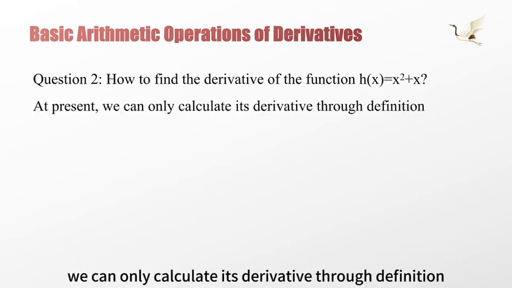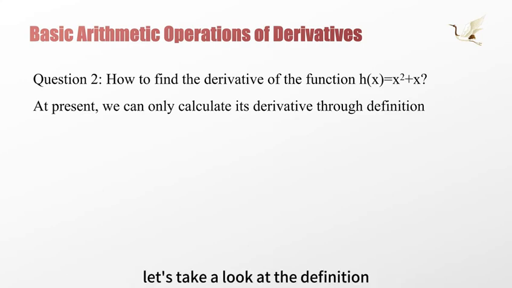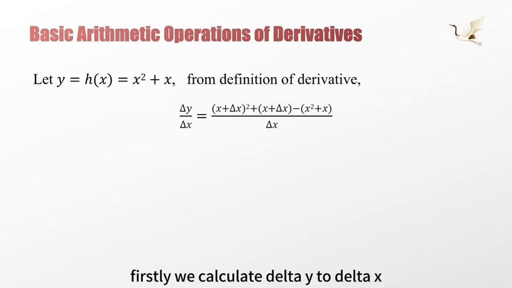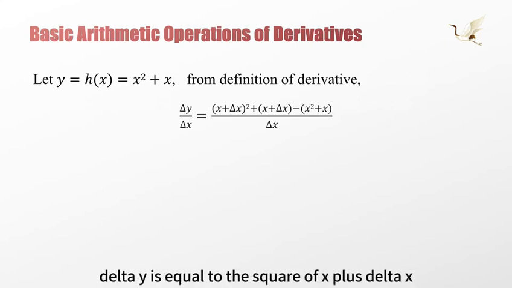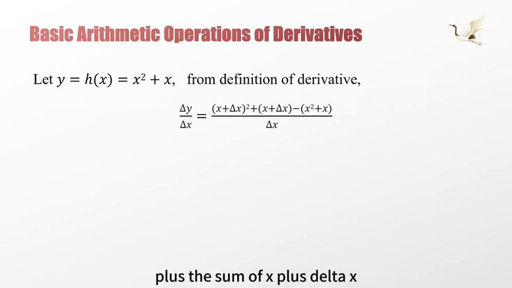At present, we can only calculate its derivative through the definition. Let's apply the definition of the derivative together. Firstly, we calculate delta y over delta x. Delta y is equal to the square of x plus delta x, plus the sum of x plus delta x, minus the square of x plus x.